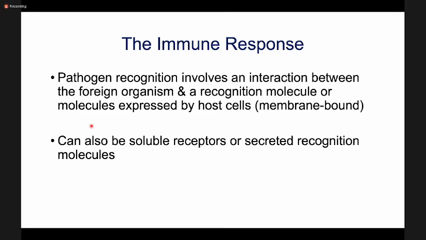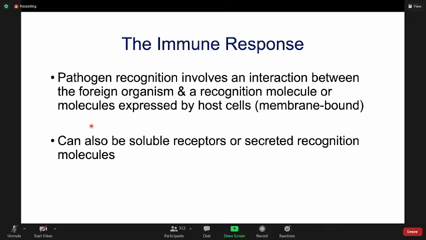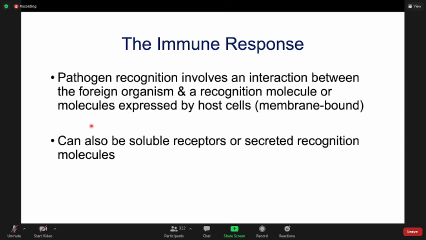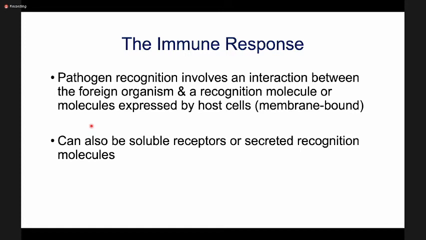So in terms of recognition of these pathogens, this involves interaction between certain molecules on the surface of the pathogen and certain molecules that are expressed by the host cell, okay? The ones on the host cell, we're going to call receptors. These receptors can either be bound on the host cell or they can be secreted. So they could be membrane-bound receptors or soluble receptors that can interact with specific parts of the foreign organism, okay?